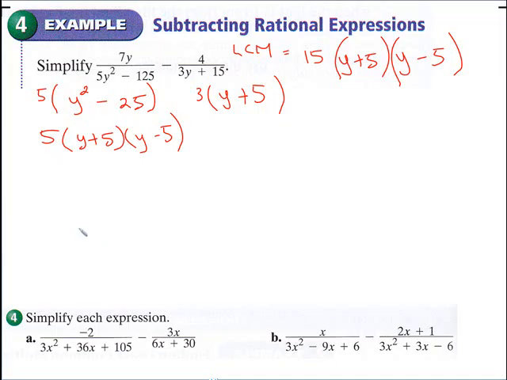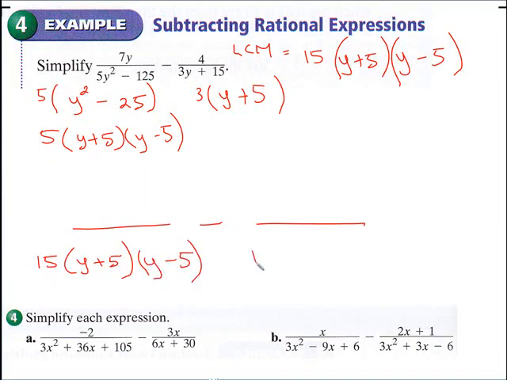So once again, whatever the LCM is, 15 times (y plus 5)(y minus 5). So what does this have that this one doesn't? Well, it looks like it has a y minus 5, has a y plus 5. This is 5, but we need it to be 15. So what do you need to multiply this by in order to make it 15? You need to multiply it by 3, right?